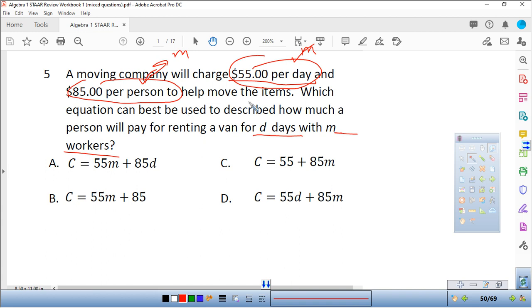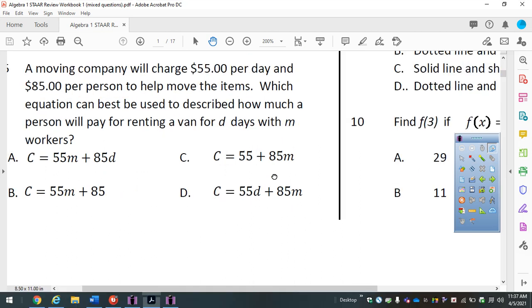So they want to know it for how many days? D days and M workers. So the days, let's see, days goes to that, M goes per workers. So look at that. 55D, yes, no, no, yes. That's it. All of these are really that easy.